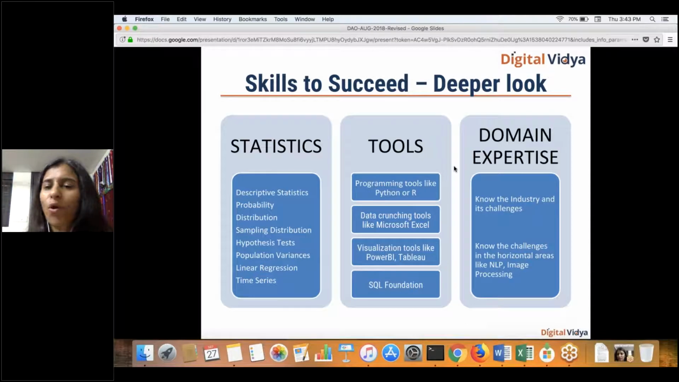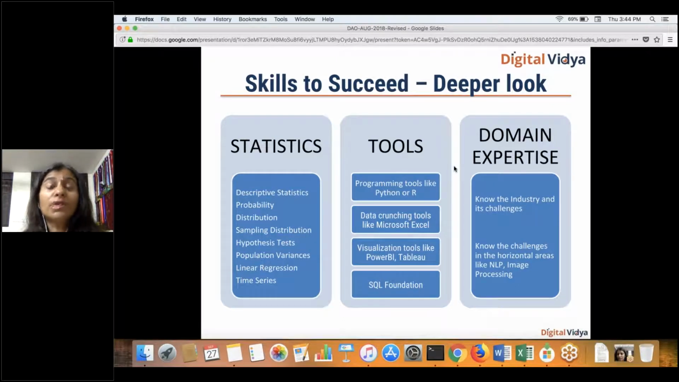A lot of you will have questioned what in statistics. It's the foundation statistics. You should know how to describe your data. That is called descriptive statistics. What is probability? A very important aspect because you're calculating probability for a lot of events. How is data distributed? What is the sample distribution? How to build a hypothesis? How to prove and disprove a hypothesis? What is the population variance? Then move on to certain topics like what is linear regression? What is time series? Fundamentals of statistics.